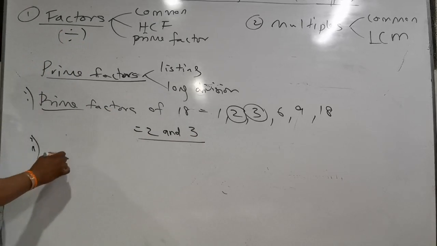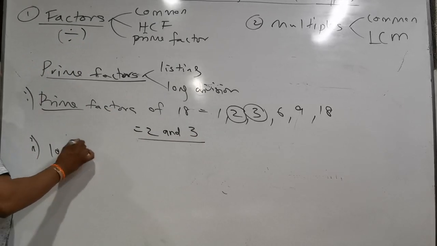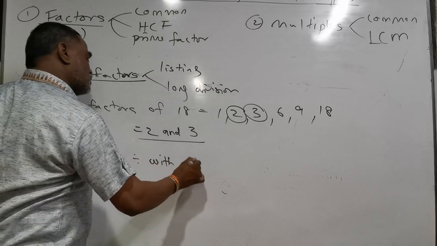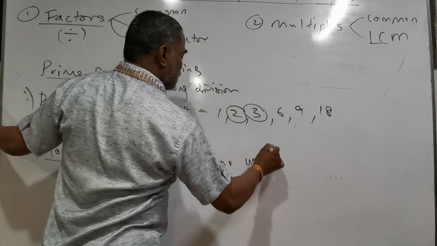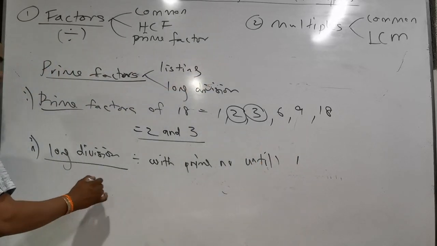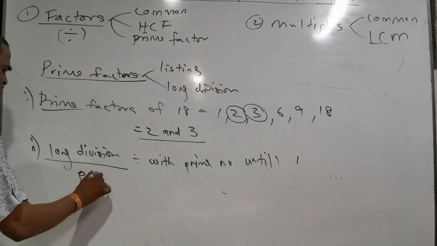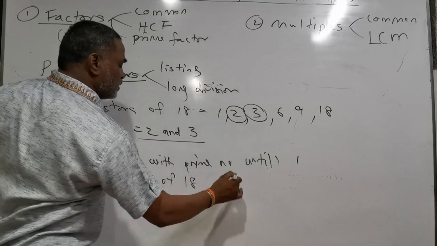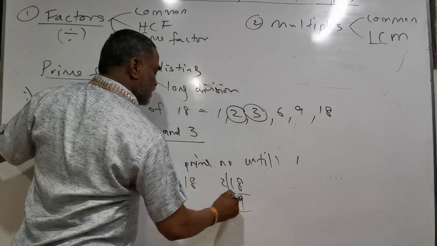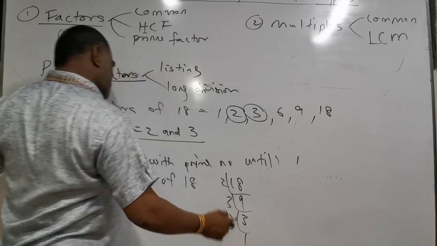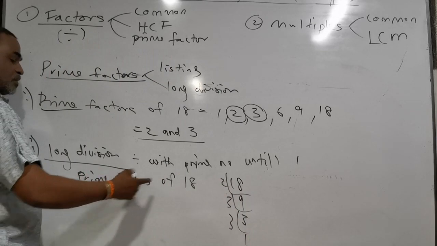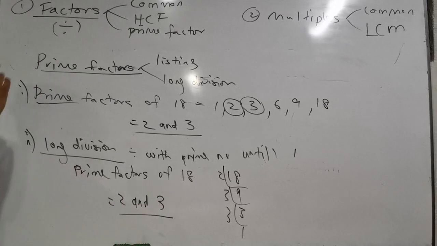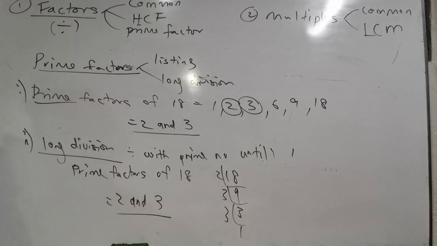Second method, use the algorithm method. Okay, long division. Simply, we call it long division or algorithm method. We divide with prime numbers until 1. So for example, prime factors, I give the same example to understand. Prime factors of 18: 18 divided by 2, you get 9, 9 divided by 3 you get 3, 3 divided by 3, you get 1. So you get 2, 3, 3, but for prime factors you just write down 2 and 3. So that's the answer. With the listing method and long division you get the same answer. So that's all for the factors.